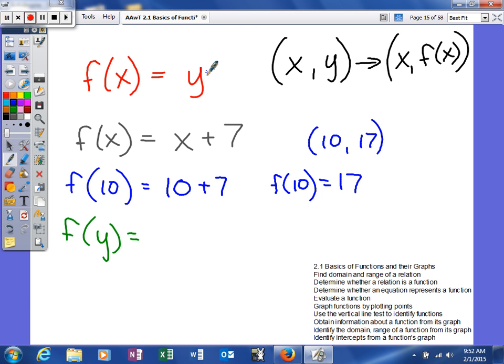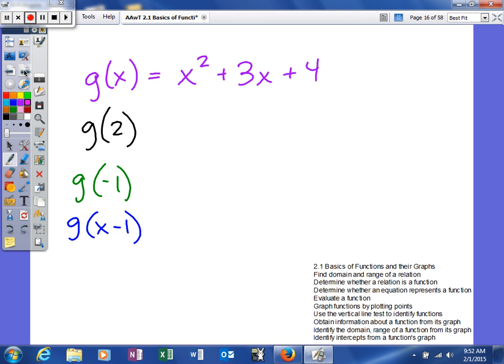Now, down at the bottom, I found f of y. This is kind of crazy, but wherever I have an x, I'm going to take out the x and in its place put y. Our function tells us to add 7, so I'll say y plus 7, so that'll be my answer. So f of y is equal to y plus 7. Let's look at another example.